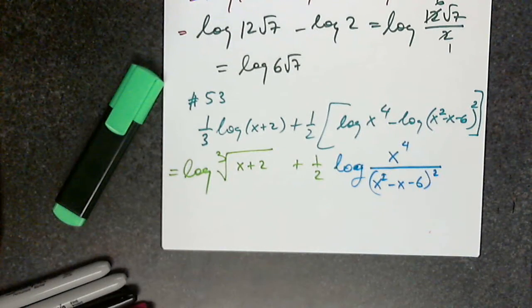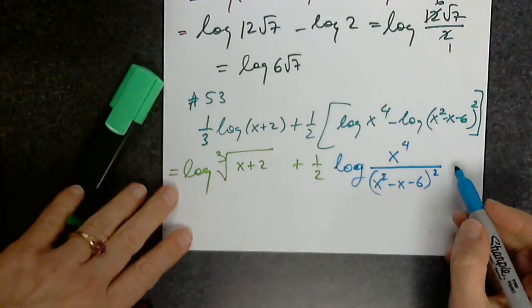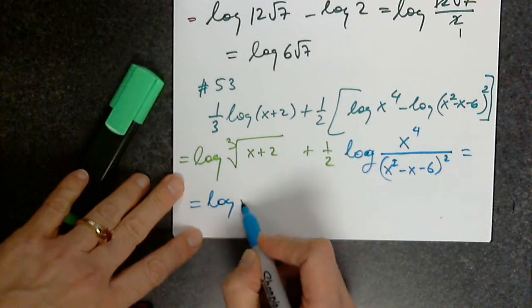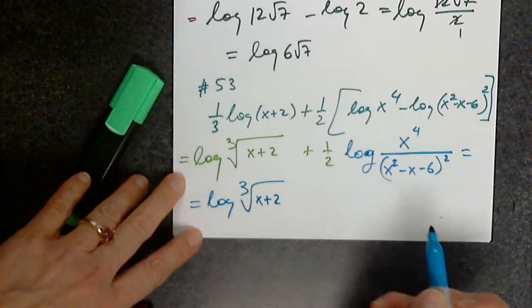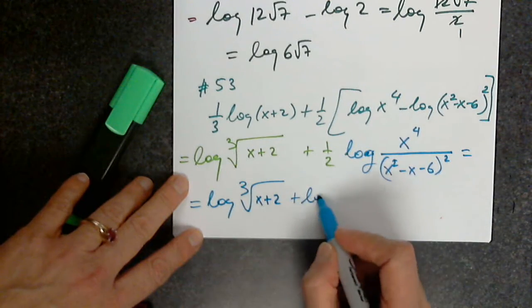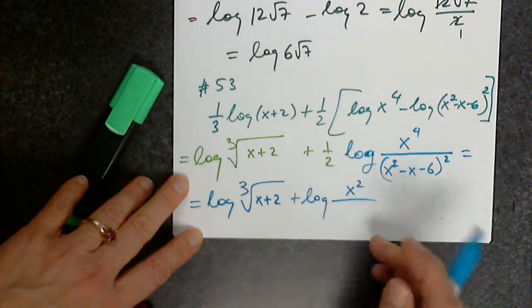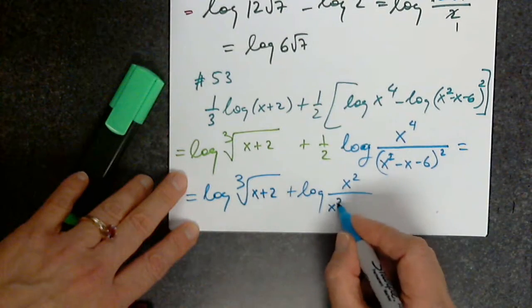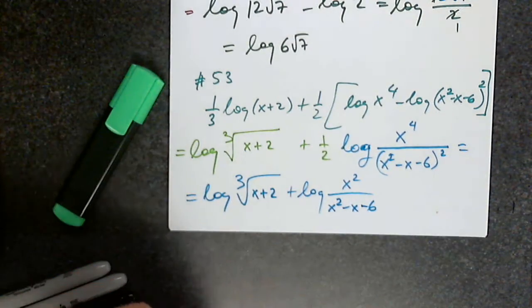Good. What will be my next step? To get rid of that 1/2. Exactly. What does that mean? It means you take the square root of that whole thing. Exactly. How much is the square root of the top? x squared. How much is the square root of the bottom? x squared minus x minus 6. That's it. Final step.